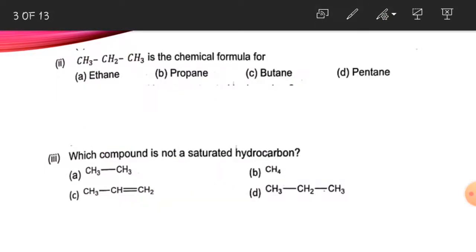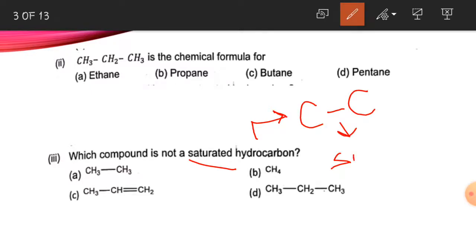Now the third MCQ says which compound is not a saturated hydrocarbon. For saturated hydrocarbons, we have read that all those hydrocarbons are saturated in which all carbon-carbon bonds are single. So you may see here in option A, all carbon-carbon bonds are single. In option B, the carbon-hydrogen bond is single. In option D, all carbon-carbon bonds are single. However, in option C, this carbon-carbon bond is not single, it contains a double bond. So this means that it is an unsaturated hydrocarbon. So for MCQ 3, the correct option is option C, because in option C the given organic compound belongs to unsaturated hydrocarbons.